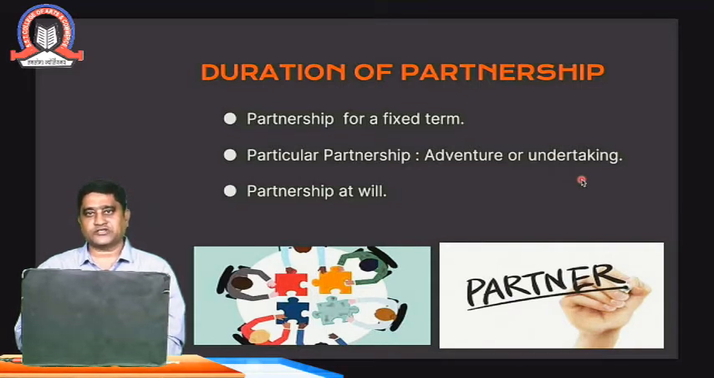And the partnership would come into existence after the accomplishment of that particular adventure or undertaking for which the persons have taken up the partnership business. Partnership at will means the partners have the right to terminate the particular partnership as per their will, as per their choice. That is called partnership at will.